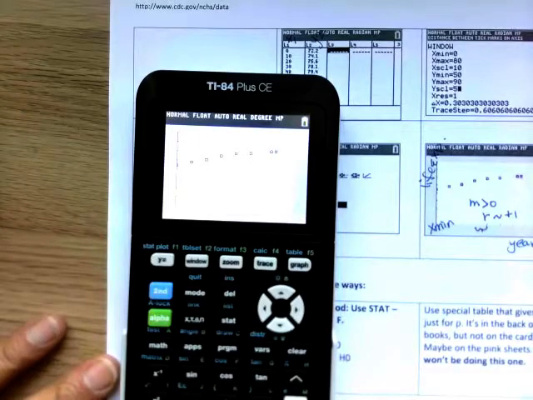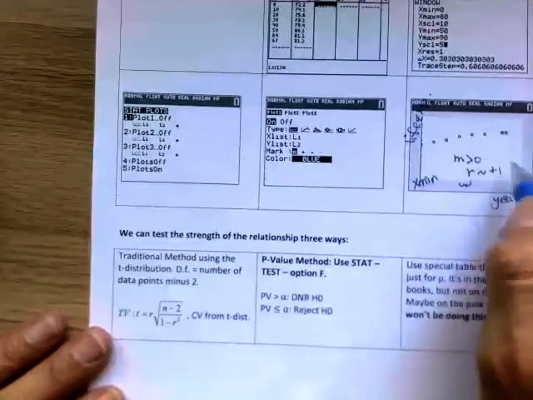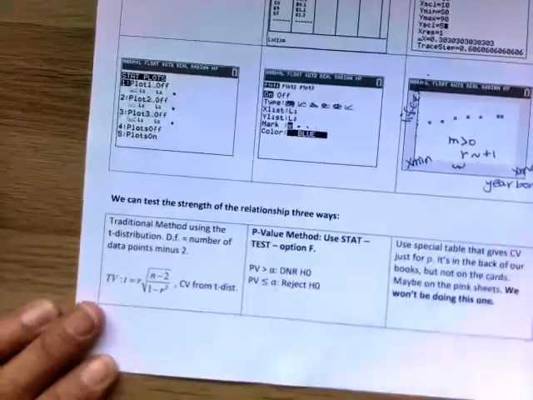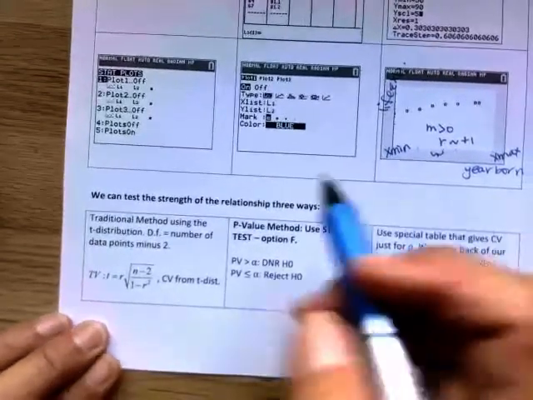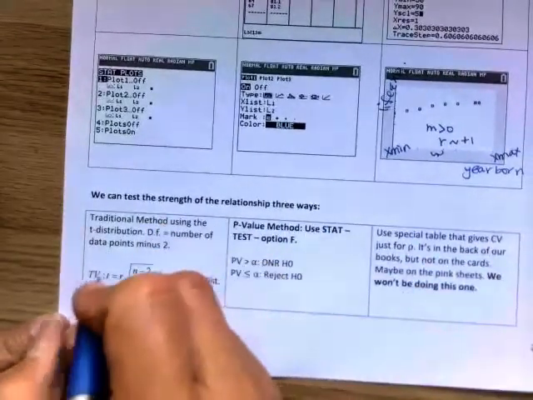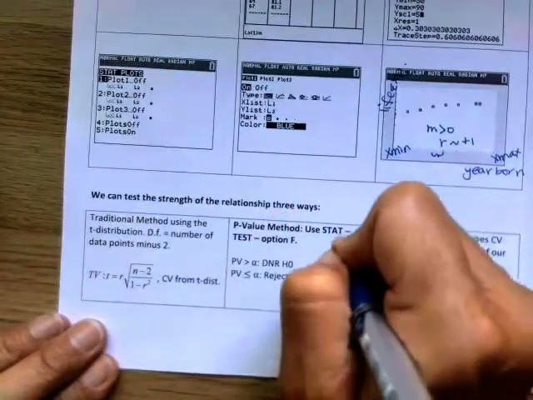Okay. So when we want to actually test that relationship, we're going to test that R. There are 3 different methods. I'm only going to show you one. You're welcome to look the other 2 up. The first one, I'm not going to do this one. This is the one I'm going to do.